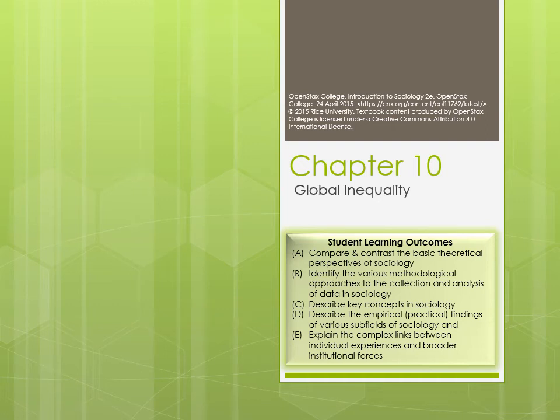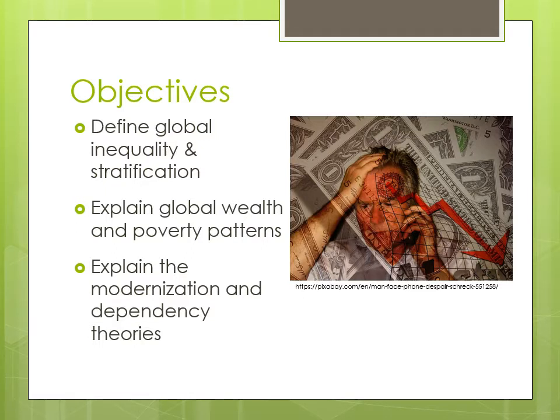Chapter 10 is about global inequality. The objectives will be to define global inequality and stratification, to explain global patterns, and then talk about modernization and dependency theory.